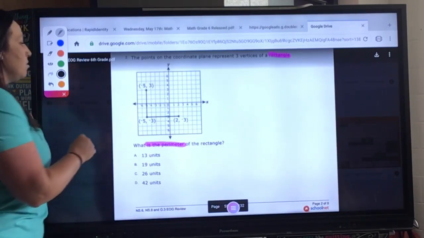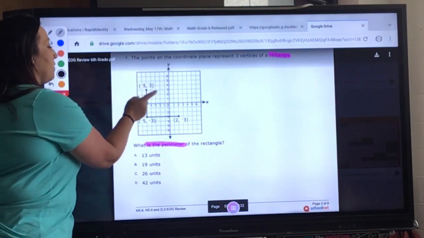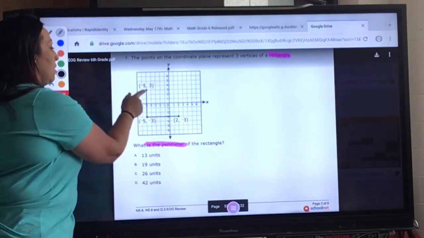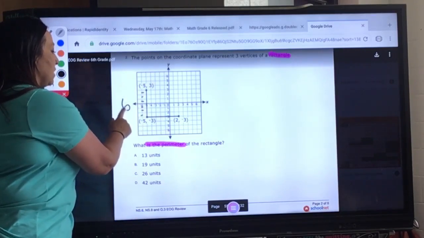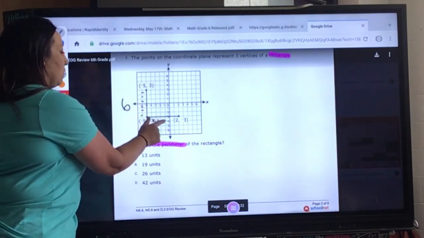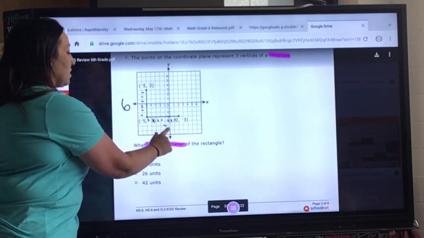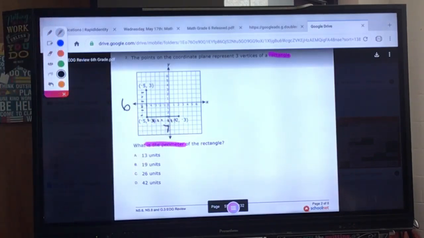Okay, so let's start with that. So we're gonna find the length of both sides. So 1, 2, 3, 4, 5, 6. So this side is 6. 1, 2, 3, 4, 5, 6, 7. So this side is 7. Alright, so I did that. 6 and 7. Now what did you tell me to do?